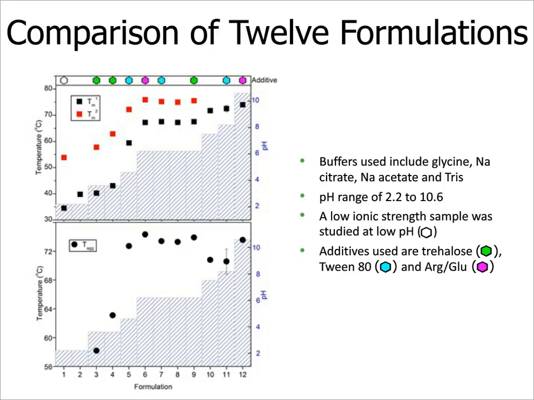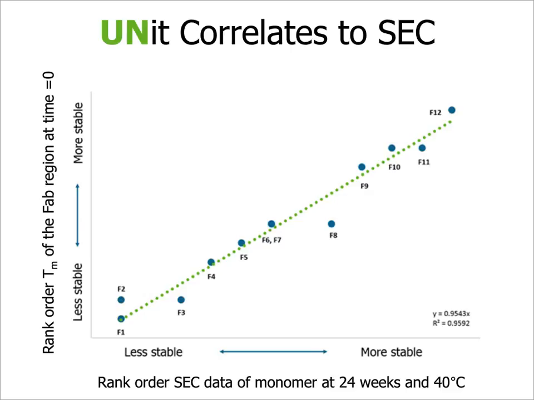So what did we see? Did this data that we measured correlate with what happened over the long period of time? Well, yes, it did. So we took those melting temperatures for a particular part of the protein, so for the Fab domain, that we measured in 1 day, and we correlated those with the rank order of how much protein was left measured on SEC at 24 weeks after it had been stored at 40 degrees. And you can see the correlation is outstanding.